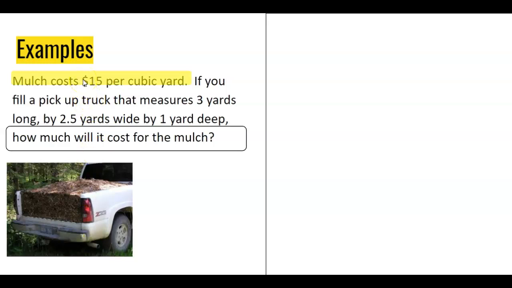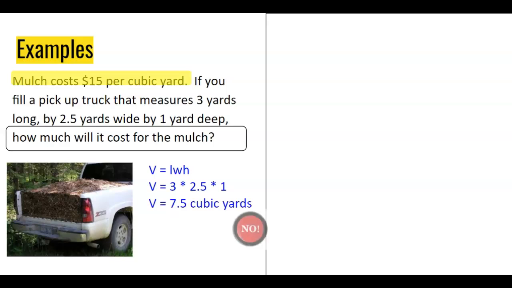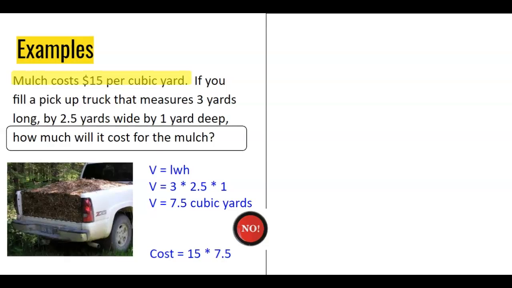And they also give you the key fact that mulch costs $15 per cubic yard. But we need to figure out the volume to figure out the cost. So the volume equals length times width times height. So that's 3 times 2.5 times 1, which gives us 7.5 cubic yards. So are we done? No! Now we have to find the cost. The cost is $15 for each cubic yard. So we take 15 times 7.5 and we get a cost of $112.50. Sorry, the slide cut that off.